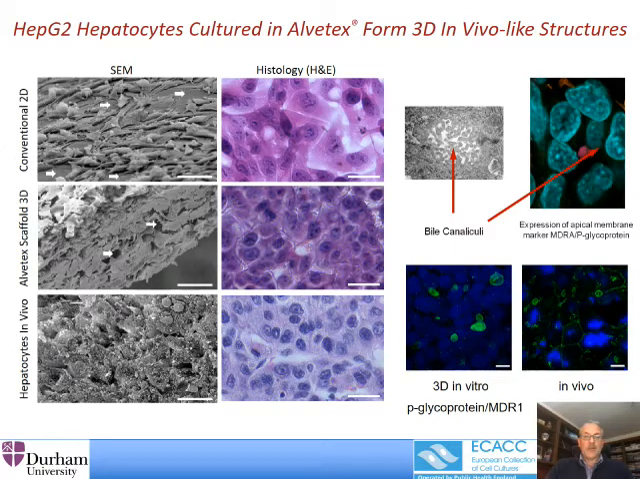But what's really interesting is when one looks more closely at the junctions between the cells, and we see the formation of bile canaliculi between the cells in our 3-dimensional models, which we do not see in conventional 2D culture. And you can see them very nicely stained here with a P-glycoprotein marker compared to real tissue.